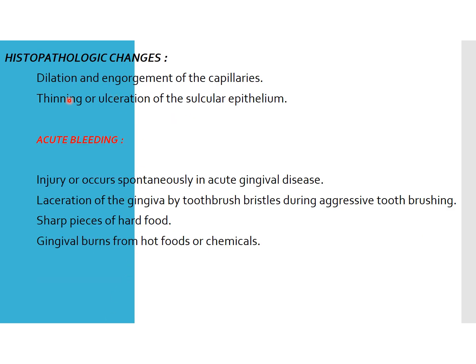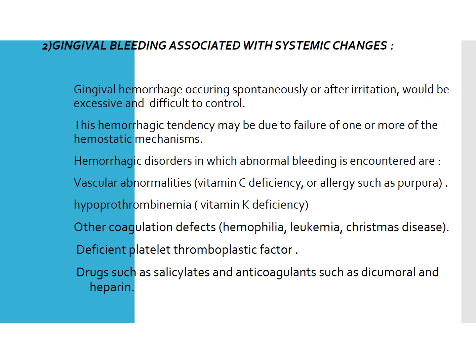Histopathological changes can be described as dilatation and engorgement of the capillaries, thinning or ulceration of the sulcular epithelium. Coming to acute bleeding, that can be due to acute causes like injury, or it occurs spontaneously in acute gingival disease like ANUG, a laceration of the gingiva by toothbrush bristles due to vigorous toothbrushing, sharp pieces of hard food, or gingival burns from hot foods or drinks.